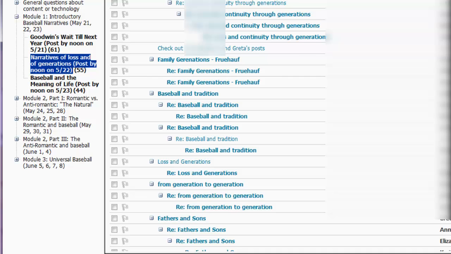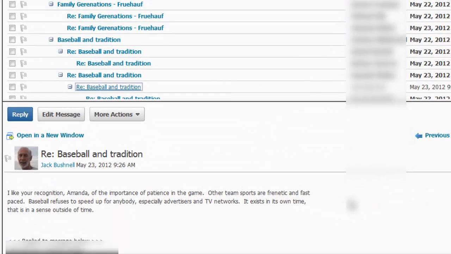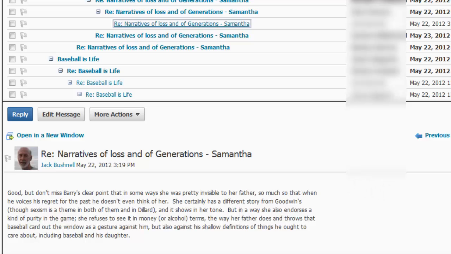So let's look at some of Jack's replies in here. This is a nice one where he just provides some positive feedback to this student about her post. This is a nice one where he's providing a little bit of clarification and elaboration on someone's post.